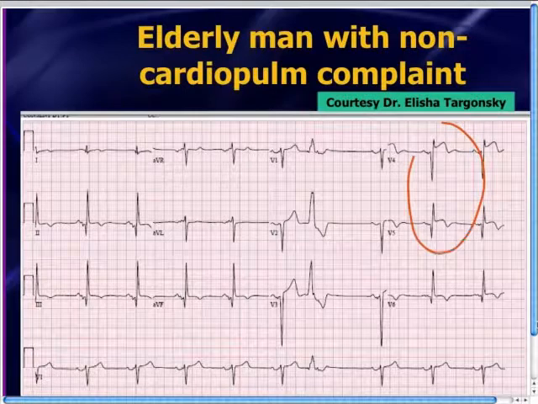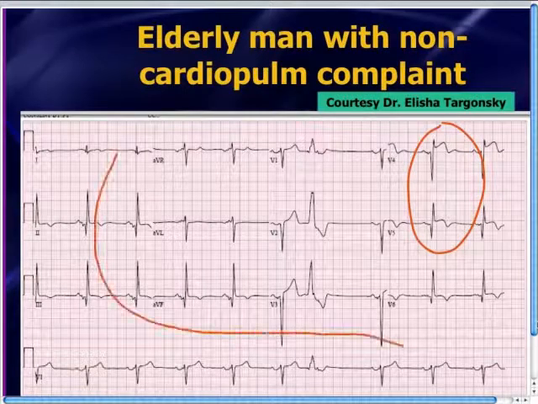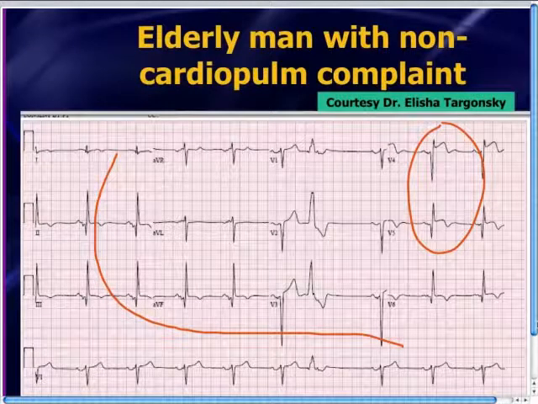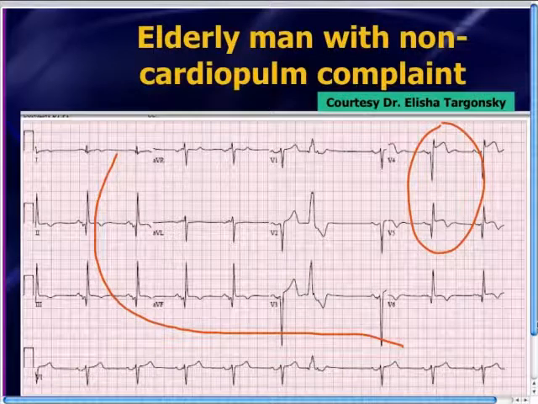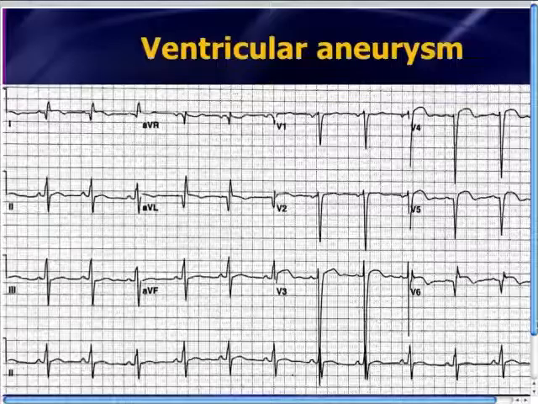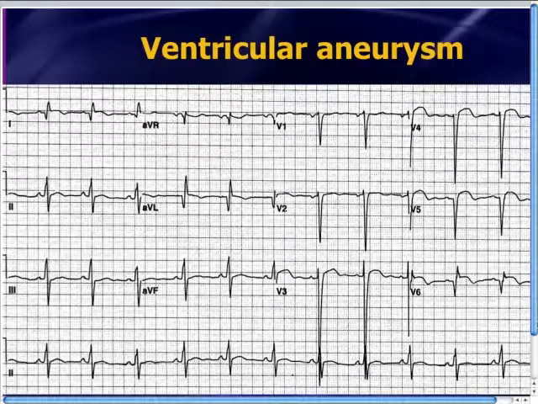You've got concerning ST elevation here, but you don't have any reciprocal ST depression anywhere. And that is a bit more suggestive of the aneurysm. And if you got serial EKGs, you would not see this one evolve, because it turned out to be a ventricular aneurysm. Let me show you a few more aneurysms just to really nail this home. And these are scary looking EKGs. These are patients that come in with non-cardiopulmonary complaints and scary EKGs.